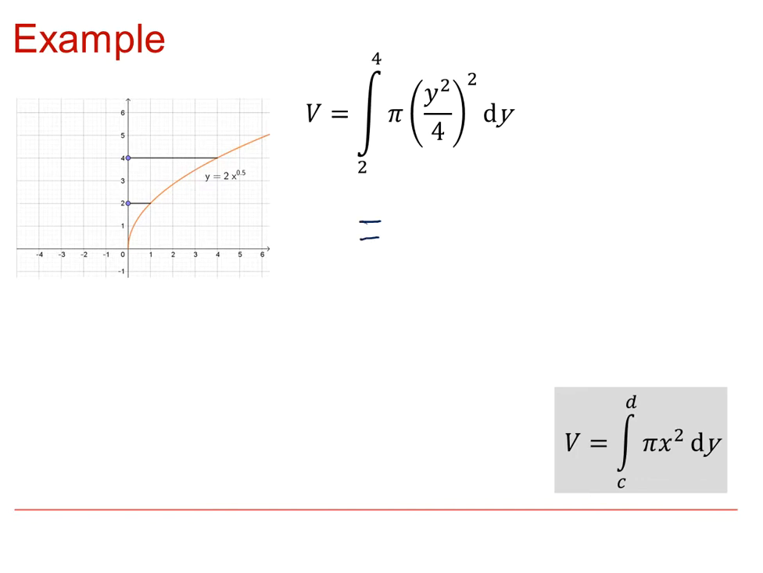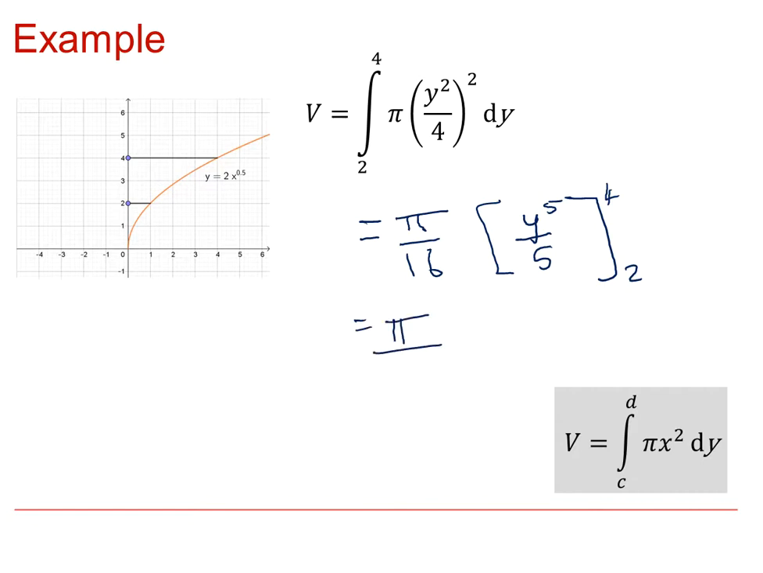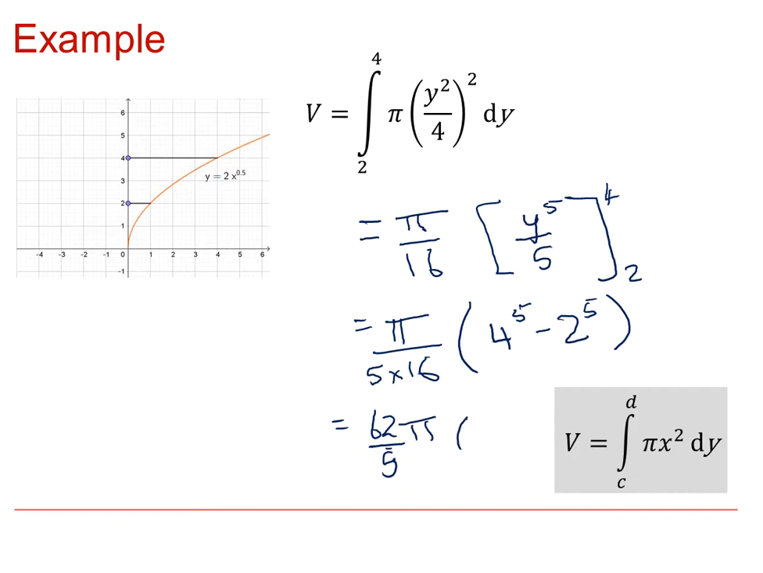This will give us, and here I'm going to take out the pi and the 16, an integral of y to the power 4, which integrates to y to the 5 over 5. Again, those limits 2 and 4. So I might choose to take out the 5 as well. But using my calculator, I would find that that is 62 over 5 pi. And it will be whatever the units are cubed because it's a volume.